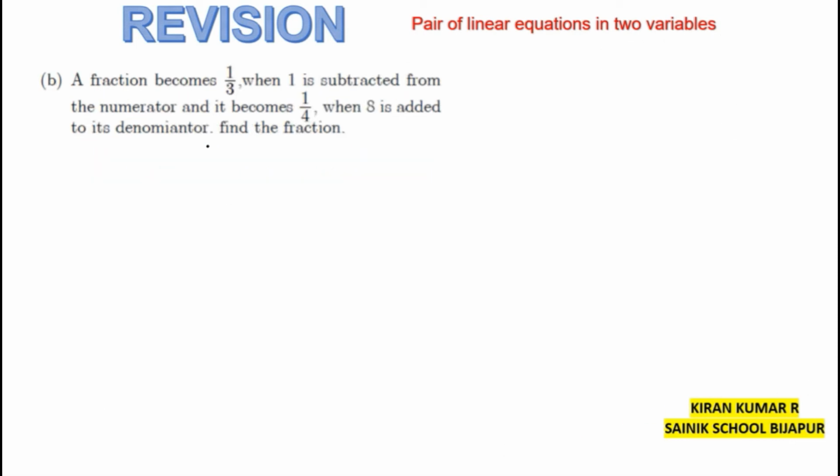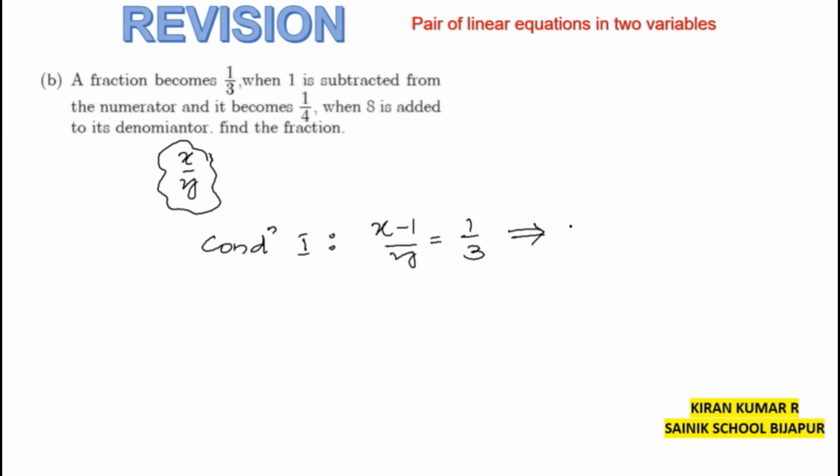Next question. A fraction becomes 1 by 3 when 1 is subtracted from the numerator and becomes 1 by 4 when 8 is added to the denominator. If you consider the fraction to be x by y, then according to condition 1, the fraction will become 1 by 3 when 1 is subtracted from the numerator. From this, we can simplify and write it as 3x minus 3 equal to y, or 3x minus y equal to 3. This is our first equation.